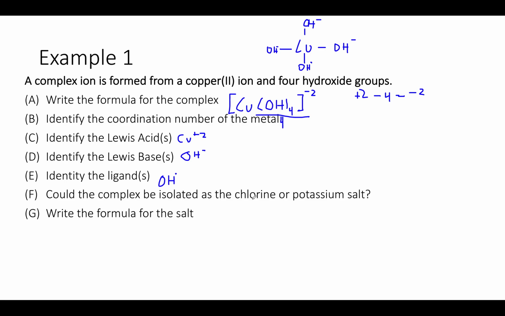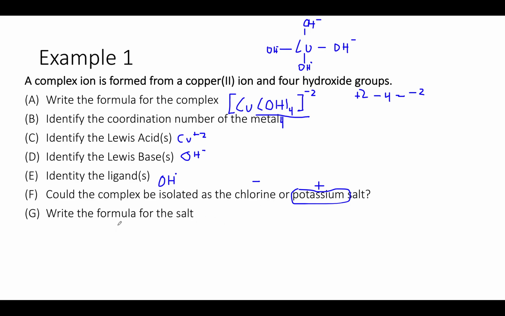Could the complex be isolated as the chlorine or potassium salt? So all the instructors ask this question. It's a weird question. I'm not sure why they ask it, but I'm going to go over a couple examples. All this is saying is if you were going to form a salt with this complex, would it be a positive salt, the potassium, or would it be a negative salt, the chlorine? And here it would be a positive salt. It would be the potassium because you have a -2 charge and you want it to become neutral, so you're going to need a positive ion, which is the potassium.